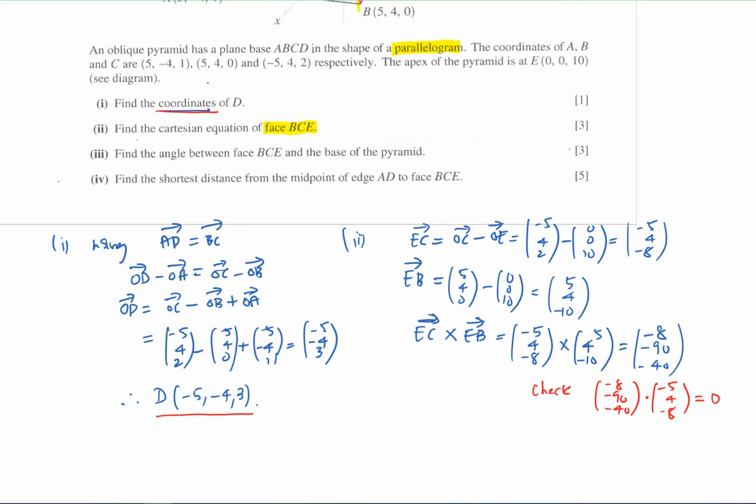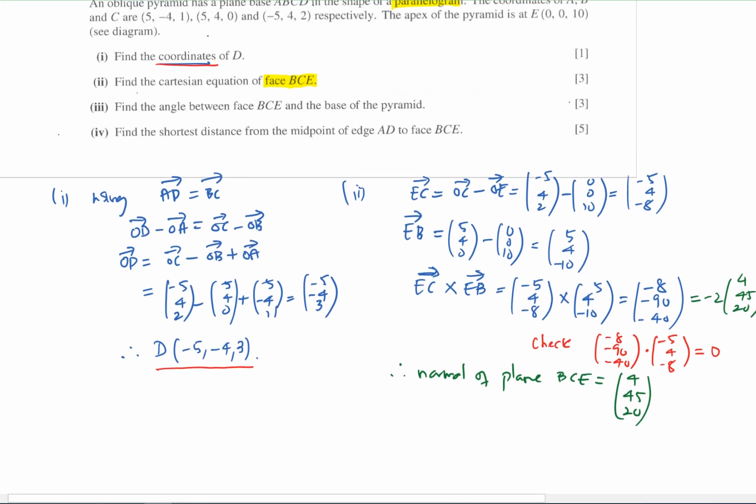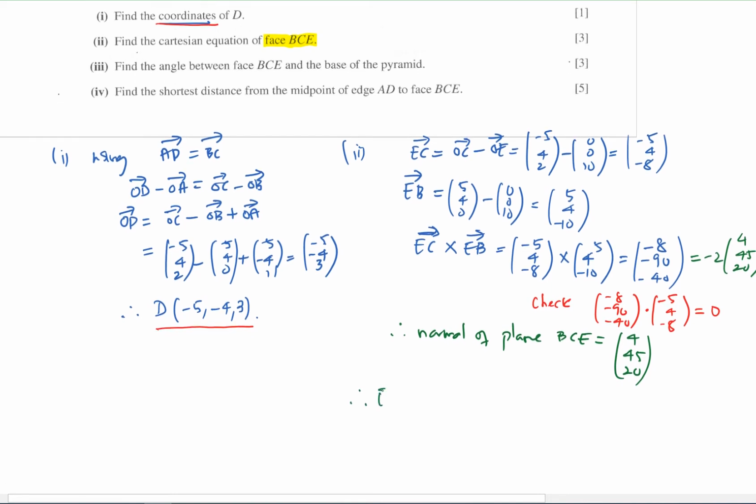Now I'm going to write: therefore, normal of plane BCE, use a simplified form. Over here, I know I can factorize out a negative 2, and I'll get 4, 45, and 20. So I will use 4, 45, and 20, a simplified form, because it just makes the subsequent working easier. So I repeat that: the normal of plane BCE can be a simplified form of the cross product you obtain.